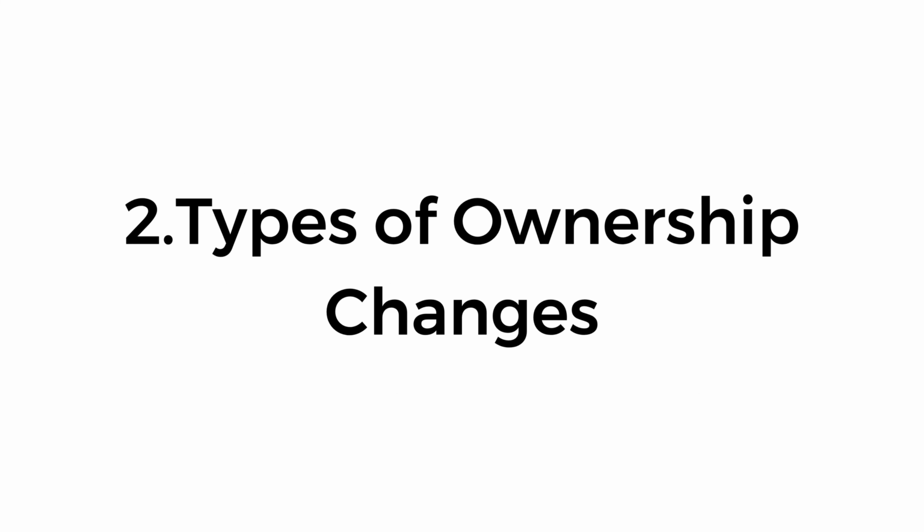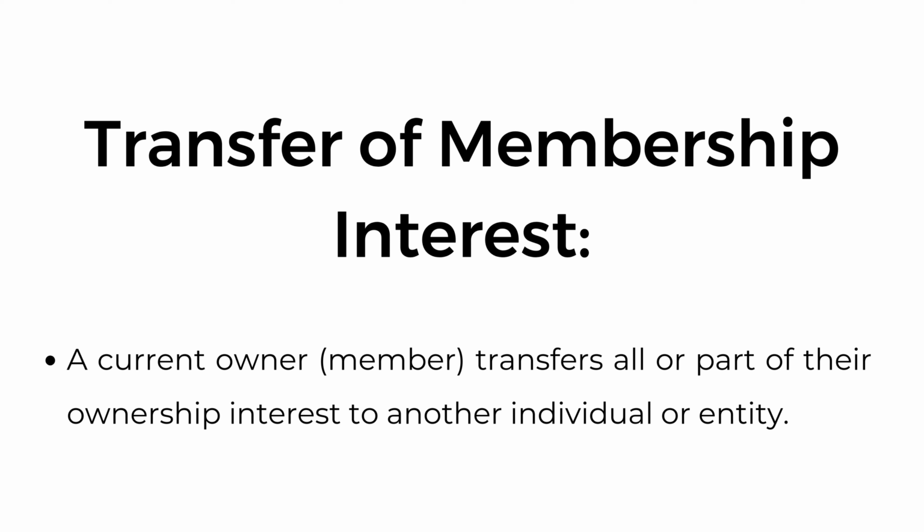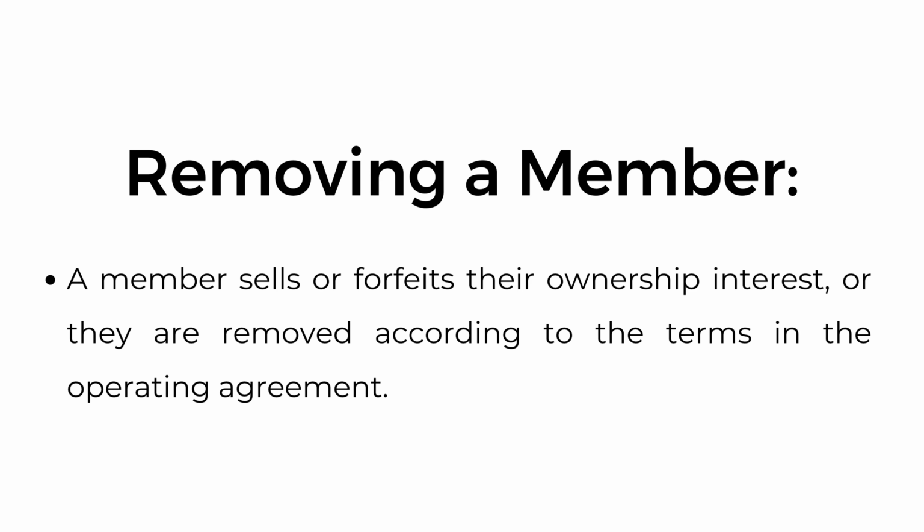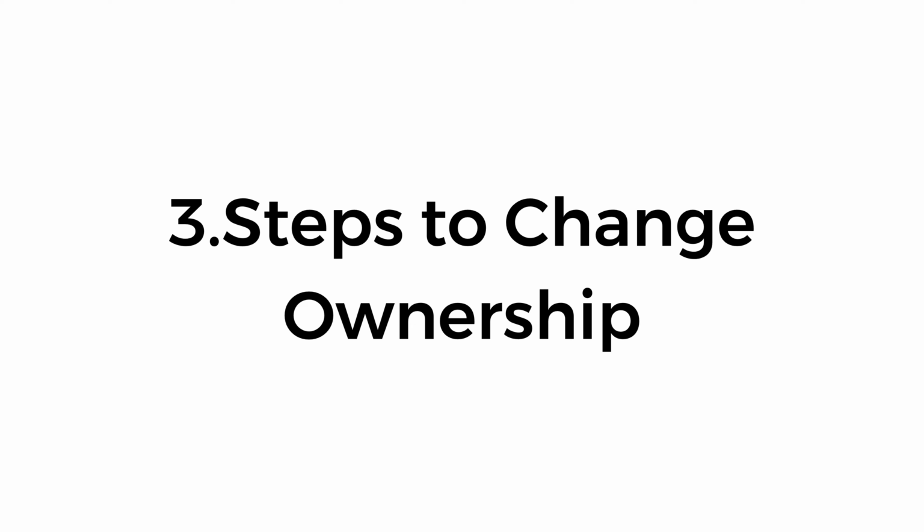2. Types of ownership changes. Transfer of membership interest: a current member transfers all or part of their ownership interest to another individual or entity. Adding a new member: a new person or entity becomes an owner by purchasing or being granted an ownership interest. Removing a member: a member sells or forfeits their ownership interest, or they are removed according to the terms in the operating agreement.